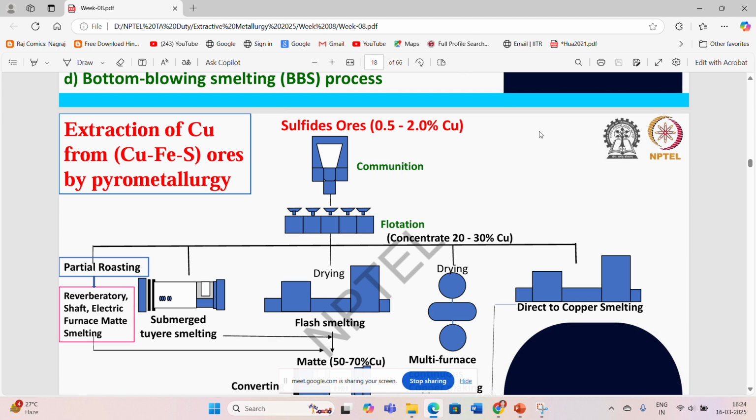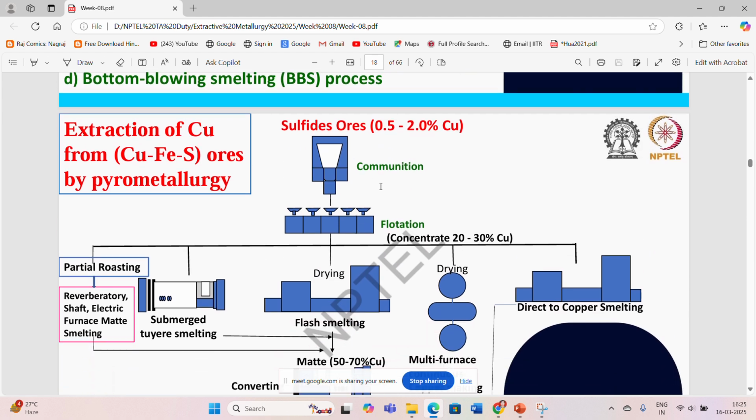So the extraction of copper from CuFeS ores by pyrometallurgy starts with sulfide ores having a copper content in the range of 0.5 to 2.0% copper. If we talk about the Indian copper grade, we generally have a grade of around 0.7 to 0.8% copper in the form of chalcopyrite ore or copper ore.